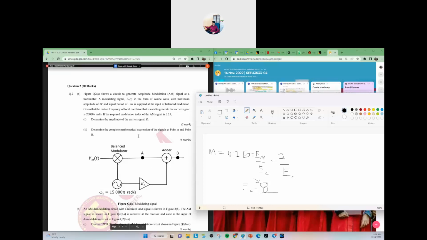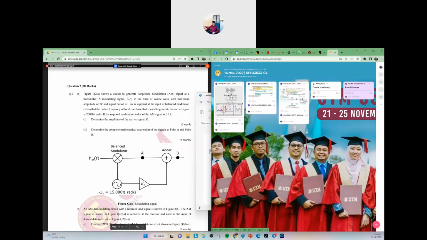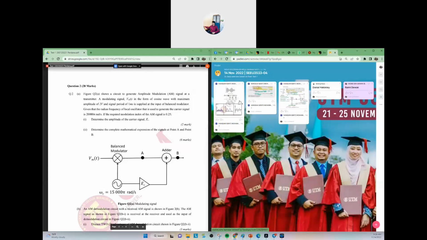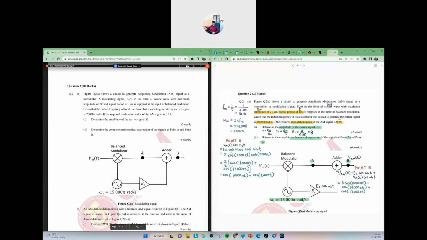Determine the complete mathematical expression of the signal at point A and point B. Hanisa, have you done this, 2A2? You did the one below. Where is the answer? The answer is the one written in red, point A. Your voice sounds like you're talking underwater, maybe the microphone is far. Okay, so this is the answer.